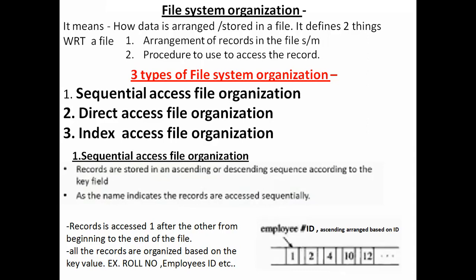This ID is nothing but one attribute of the records. You can have the ID of the employee, or I can have the age of the employee. Or say based upon the caste also, I can arrange the students or the employees in either ascending order or descending order. So the basic point here is that in the case of sequential access file organization, the records are stored in an ascending or descending sequence according to some key field, as I told.